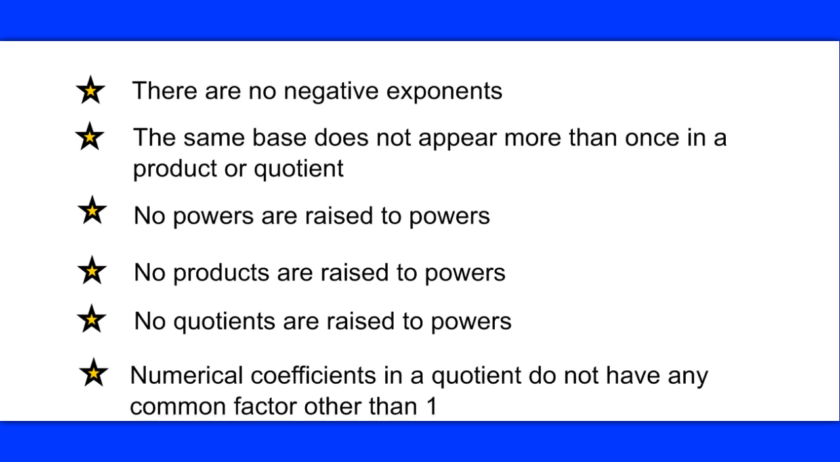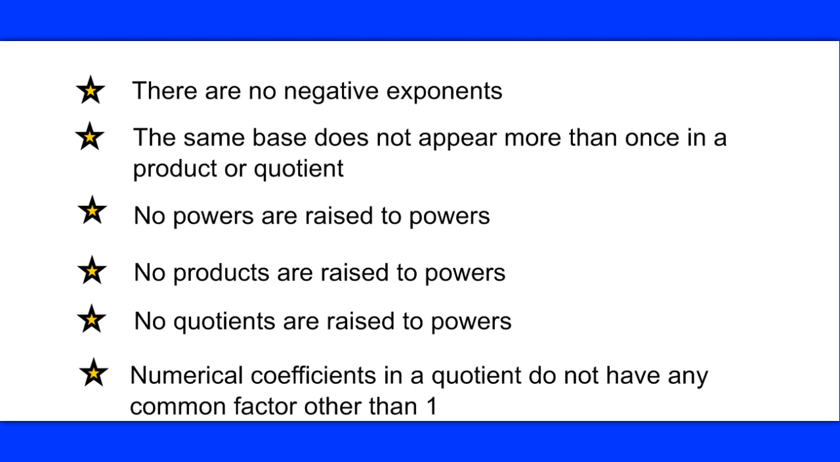The same base does not appear more than once in a product or a quotient, so that means that you don't have something left that you can do, some multiplication or division that you can do. There are no powers raised to other powers. Again, that's a step that you can go ahead and take care of. No products are raised to a power, so I don't have something like 2x in parentheses raised to a power. No quotients are raised to a power, so I don't have x divided by 3 in parentheses raised to a power.